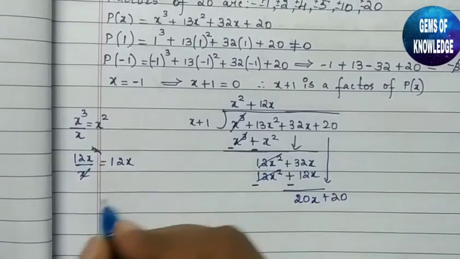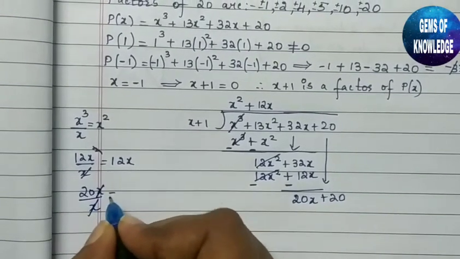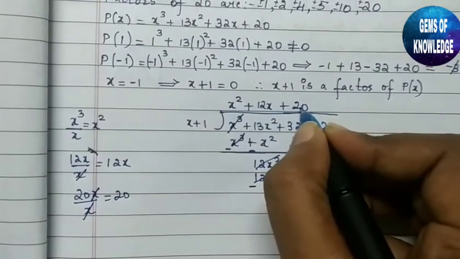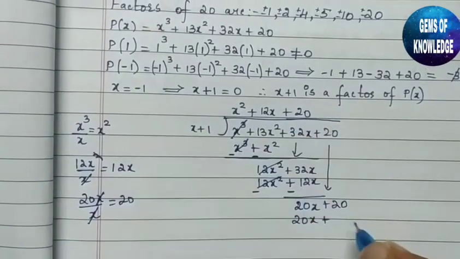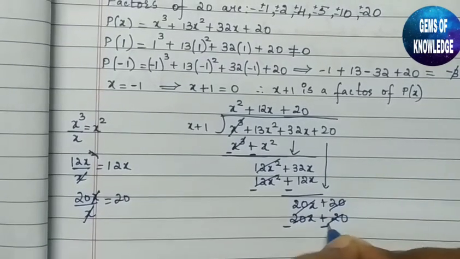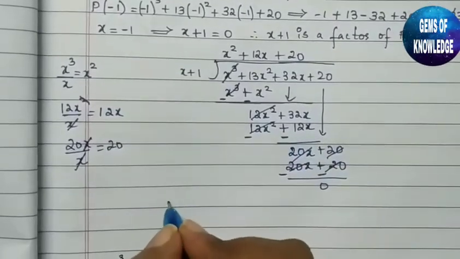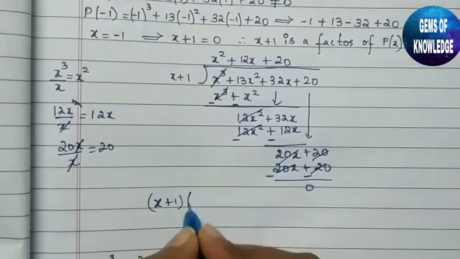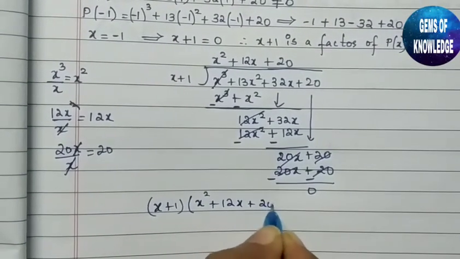Then again this 20x will be divided by x again. So x will be cancelled. We are left with 20. So plus 20 we are getting. So again 20 into x will get 20x, plus 20 ones are 20. Again the sign will be changed and everything will be cancelled out. We are left with 0. Now we are getting two terms over here, one is x plus 1 as we got it here, and one more will be x square plus 12x plus 20.